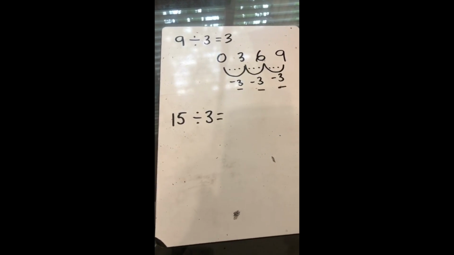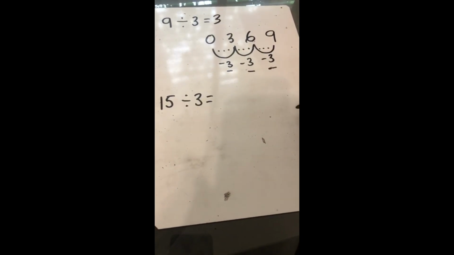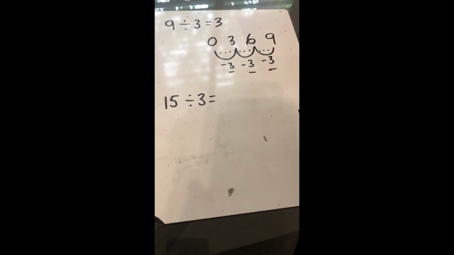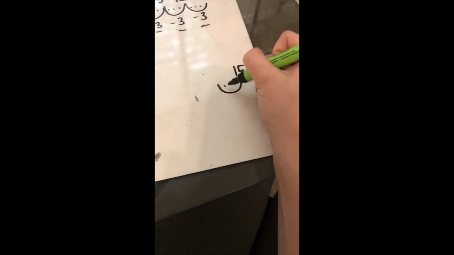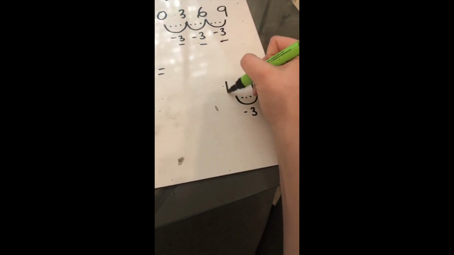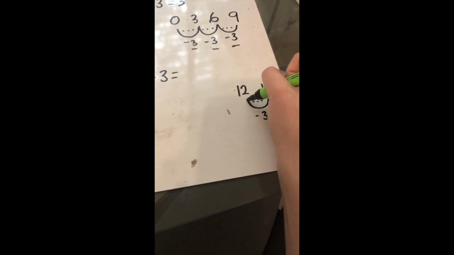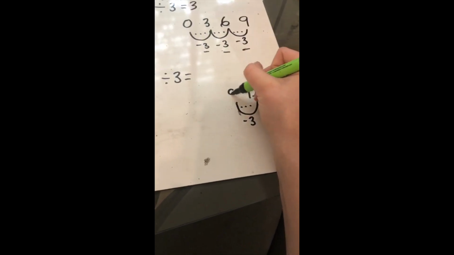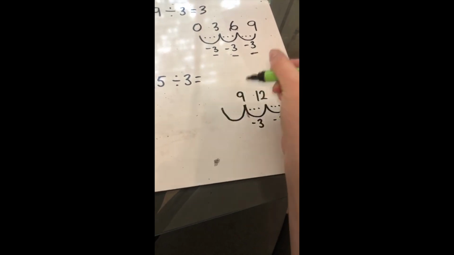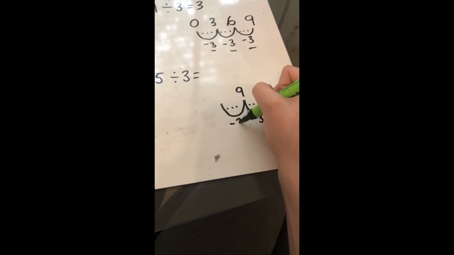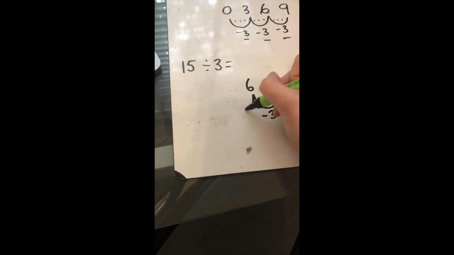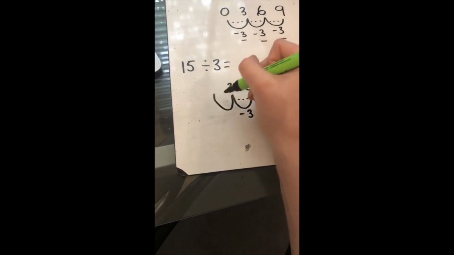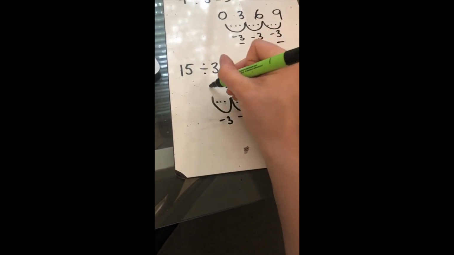If you look at this one, 15 divided by 3, you'd do the same again. So you'd start over here with 15 and you're going to be subtracting in groups of 3. So 15 minus 3 is 12. If you're not sure, you can count back on your fingers. 12 minus 3 equals 9. 9 minus 3 equals 6. 6 minus 3 equals 3. And 3 minus 3 equals 0.